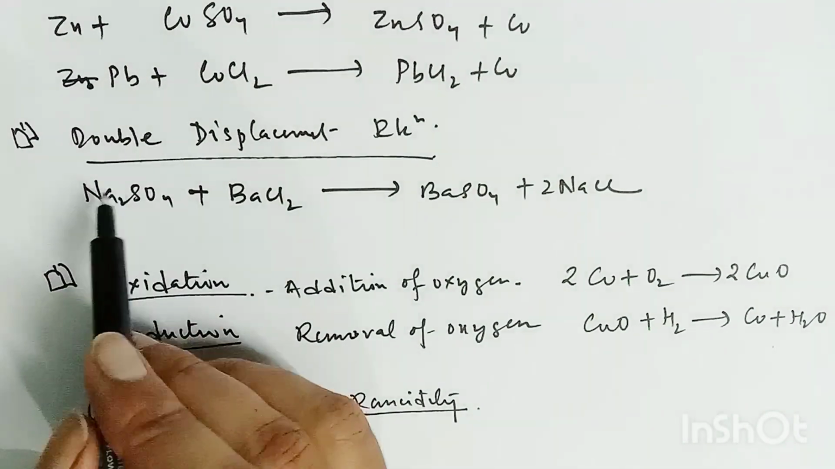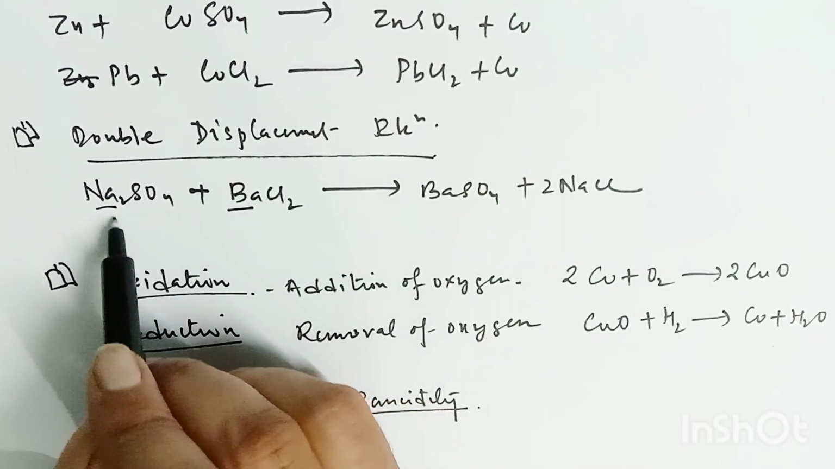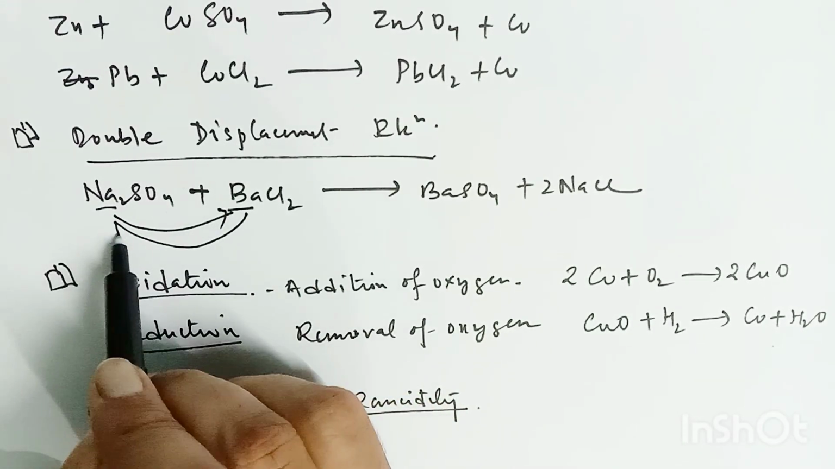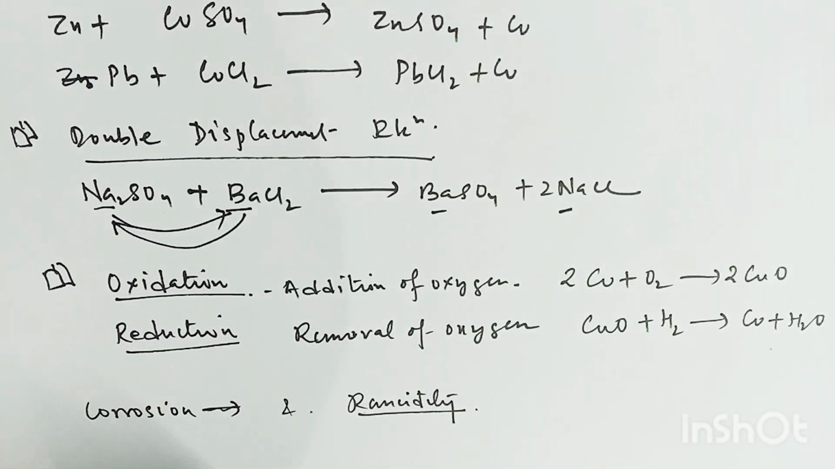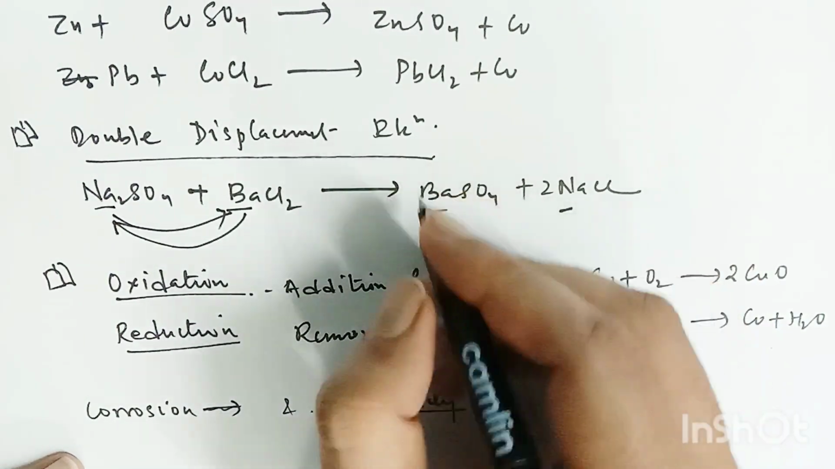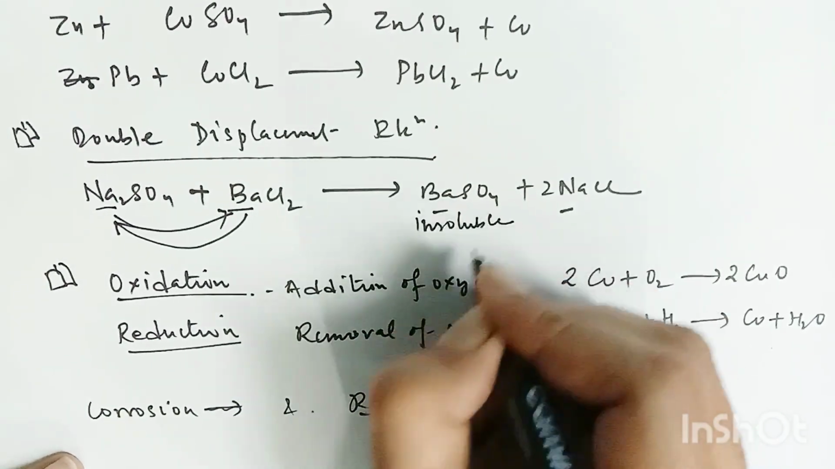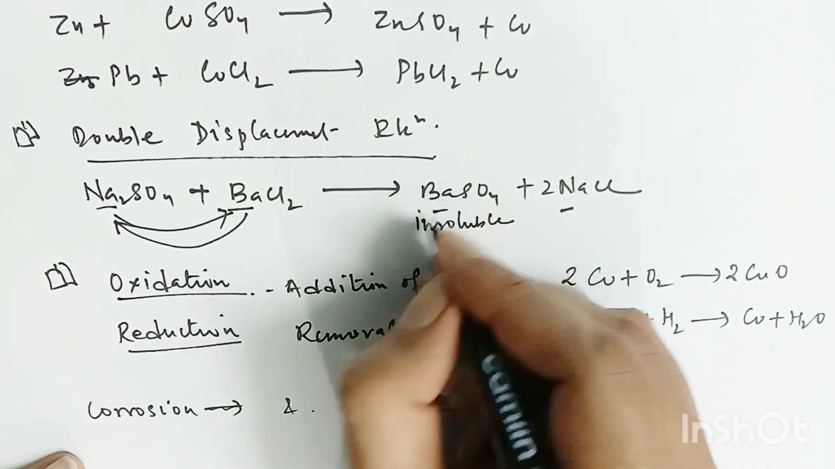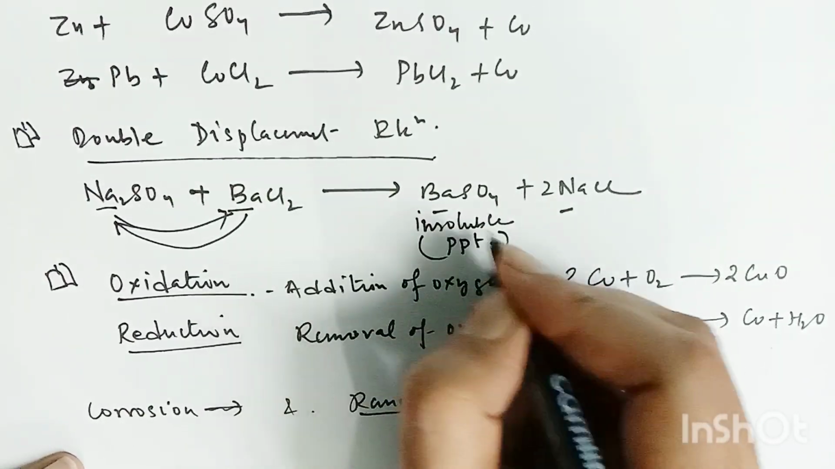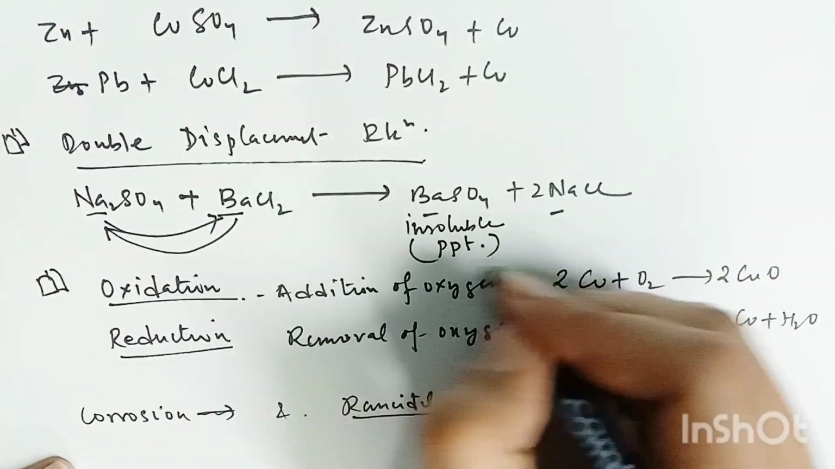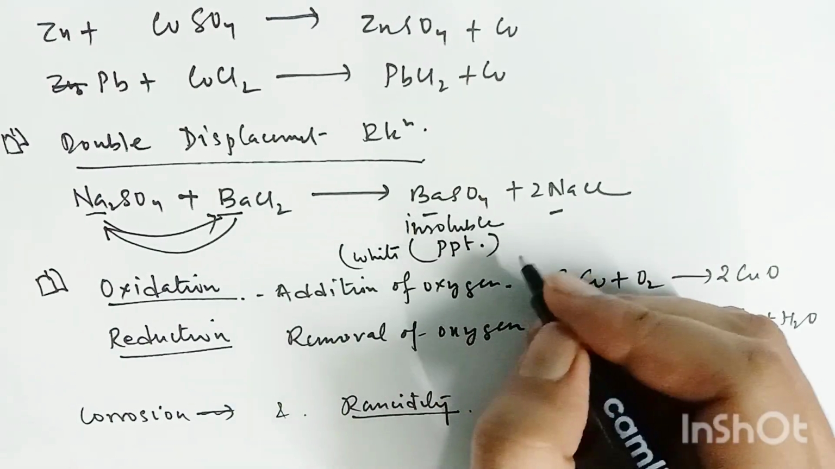Next is double displacement. Here two metals exchange their positions to form new products. Here also barium sulfate is insoluble. Whichever compound is insoluble gives a PPT, in the form of a precipitate. So a white PPT may appear. This is an important point you can note down.